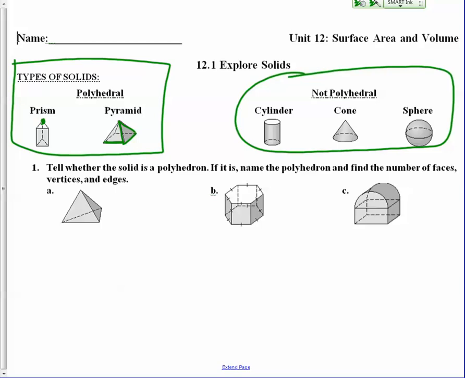Okay, so let's take a look at the first one. Let's see example 1a. Is this a polyhedron? Yeah, there are no curved surfaces. This is a polyhedron. Let's calculate faces, edges, and vertices. Faces: 1 on the bottom and 3 on the side. That will give you 4 faces. Okay, edges, carefully. 3 on the bottom and 3 coming to the vertex on the top. So that would give you 6 edges.